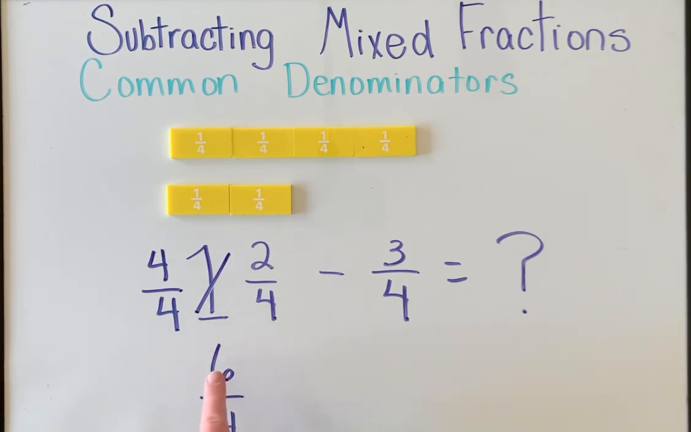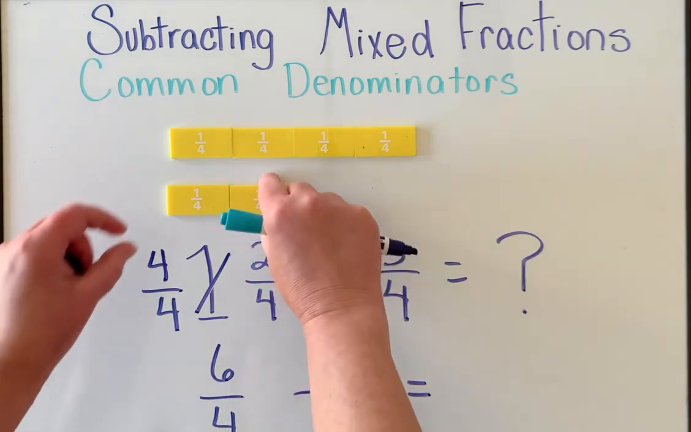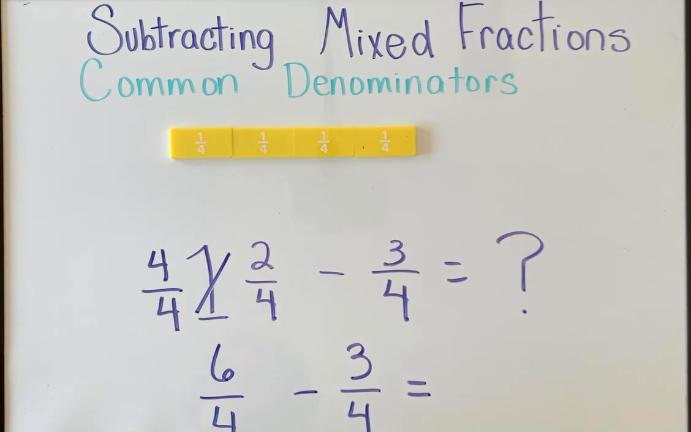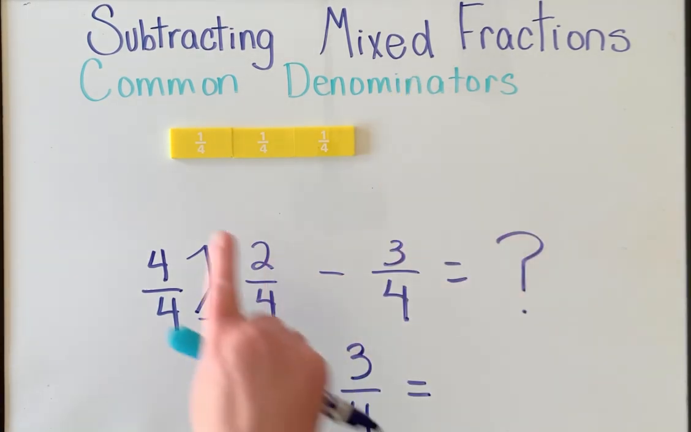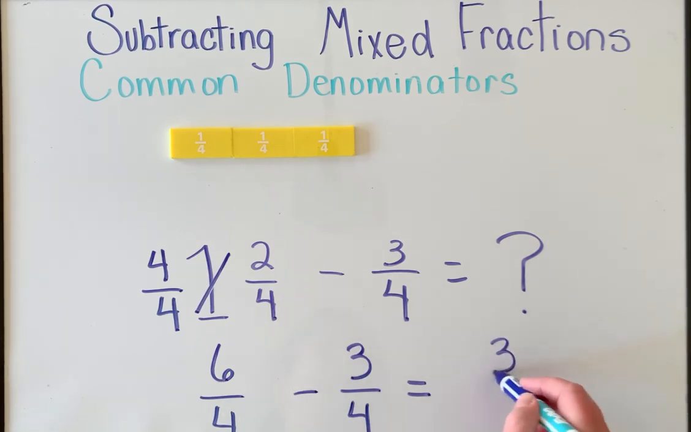Now that I've converted that and I've got my improper fraction, now I am in a position where I can take 3 pieces away. So if I have 6 pieces and I take away 3, here's that 1 more piece I needed. It was in that whole. That clearly shows that I have 3 4ths left.